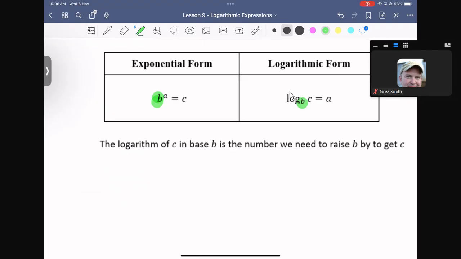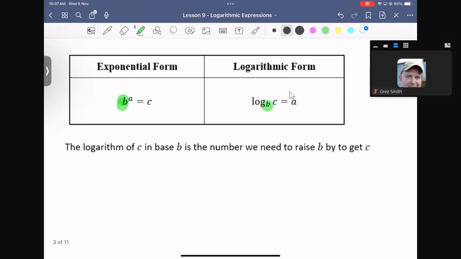Isn't natural logarithm a base? Natural logarithms are, yes. I don't have natural logarithms here on my sheet. But when we have the base b in a general form, the logarithm of c in base b is the number we need to raise b by in order to get c.